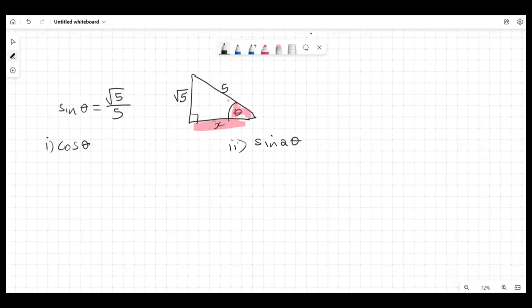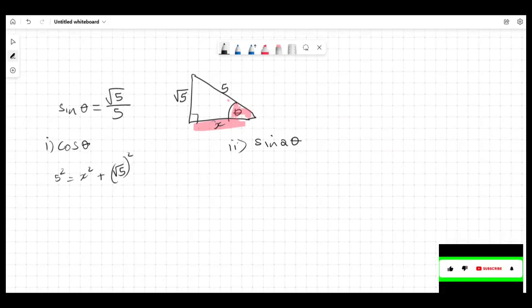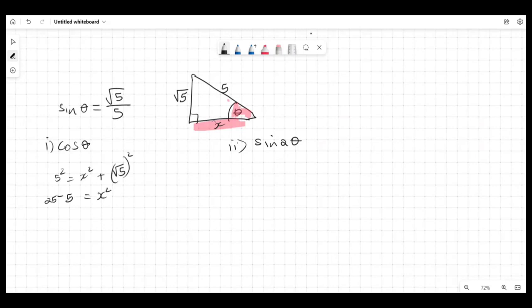So I could now say that 5 squared is equal to x squared plus the root of 5 squared. Technically speaking, 25 minus the root of 5 squared, which is 5, is equal to x squared. So then 20 is equal to x squared, taking the square root. So the root of 20 is equal to x.